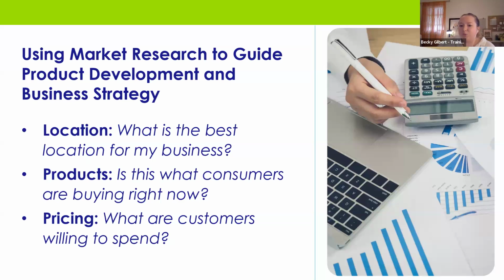So entrepreneurs can use market research to guide product development and business strategy in a few ways. The first is location. So you can use market research to identify the optimal location for your business, and this can look a few different ways. It might look like a demographic analysis of your target area.